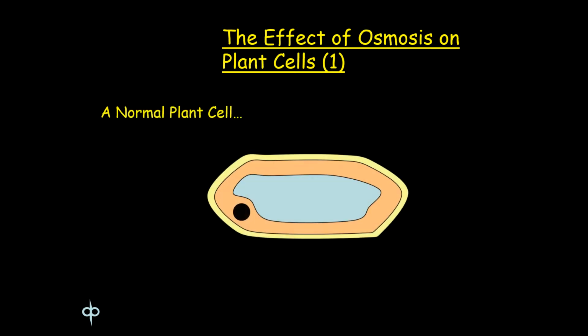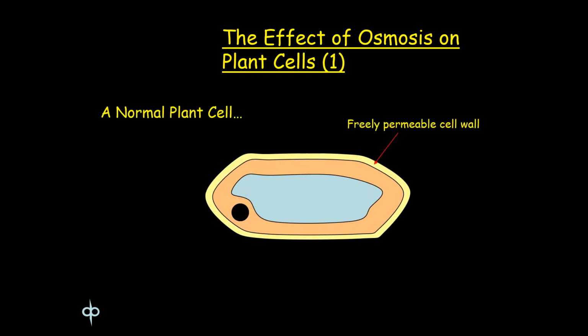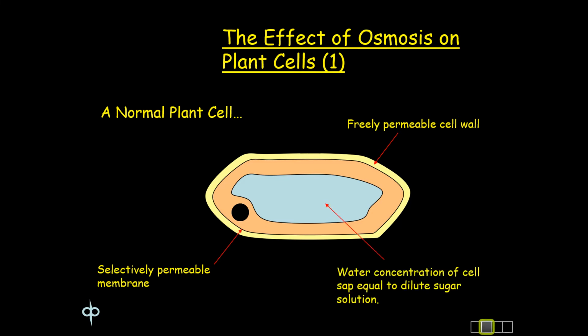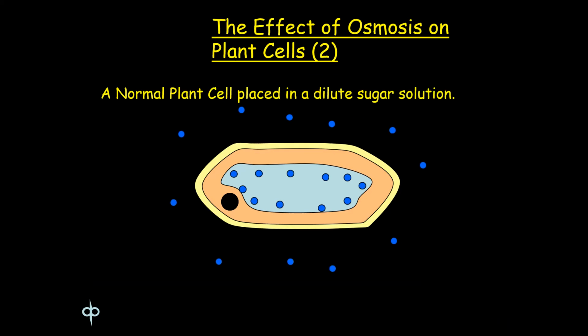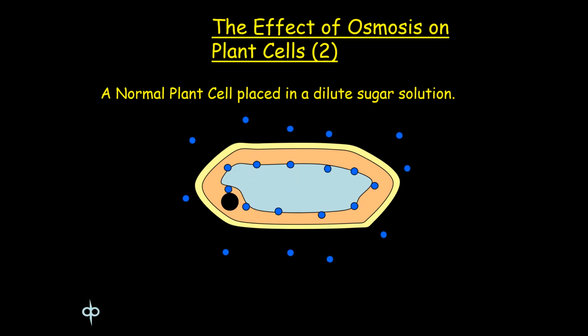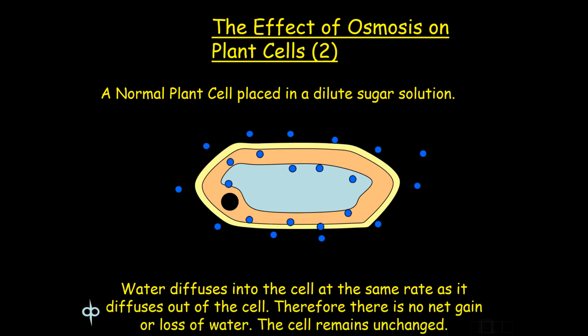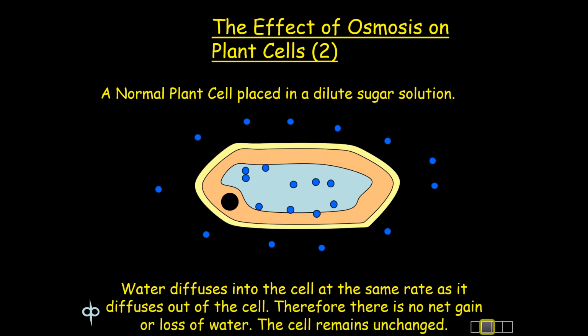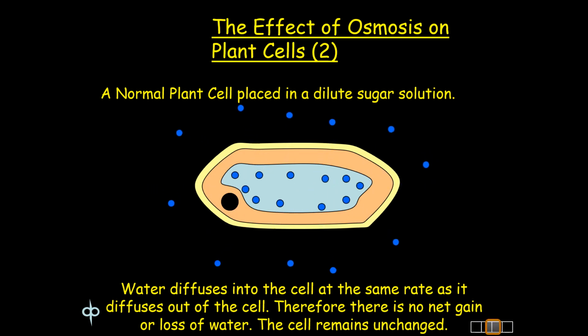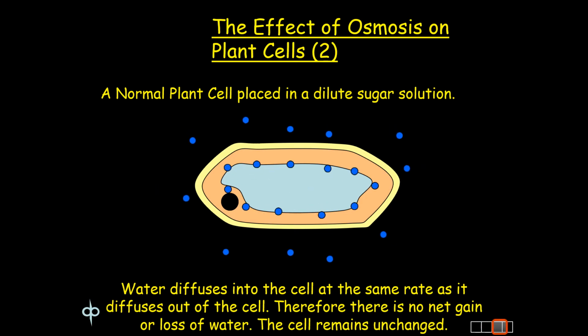So if we have a normal plant cell, we have our freely permeable cell wall, our selectively permeable cell membrane, and our water concentration of our cell sap is equal to a dilute sugar or salt solution. So if we are to place a normal plant cell in a dilute sugar solution or solute solution of any sort, then the water diffuses into the cell at the same rate as it diffuses out of the cell. So there will be no net gain or loss of water. So the cell will remain the same shape and it will remain unchanged.